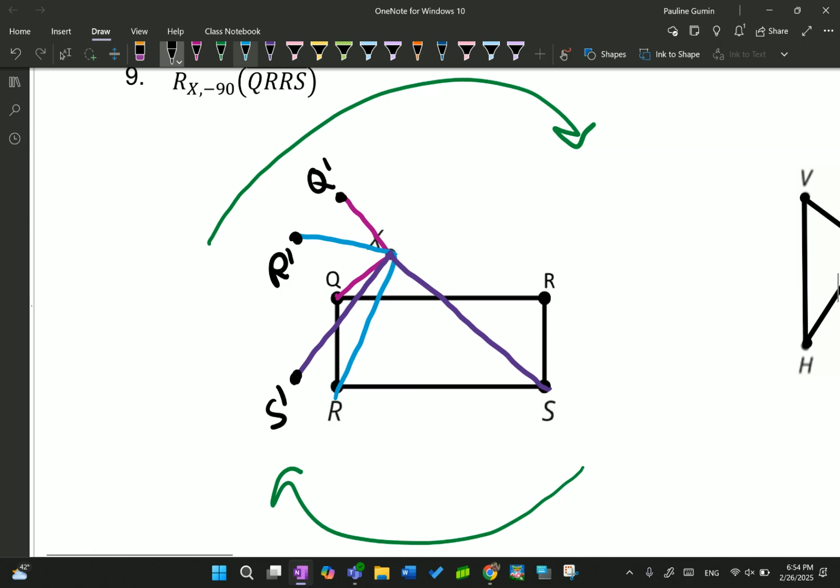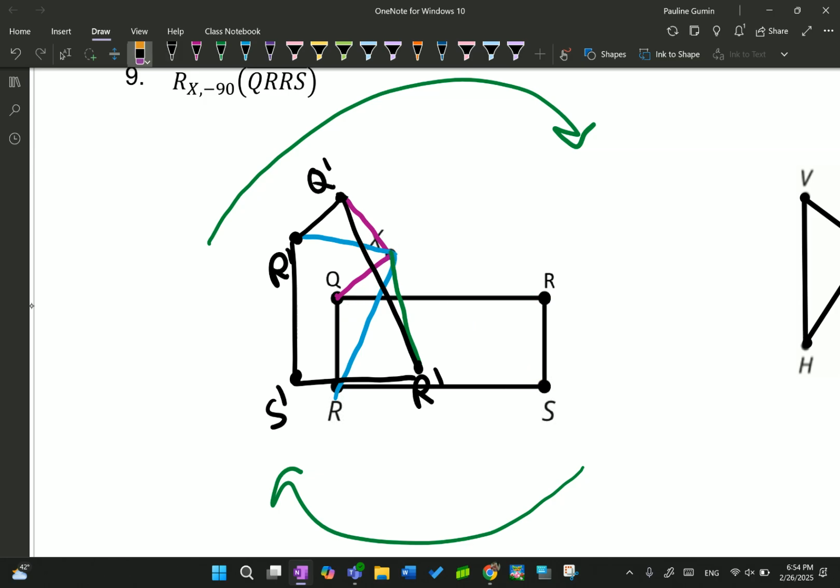S prime. And then we're going to do R prime as well. Oh man, my rectangle is going to be awful, but that's okay. It has 4 sides. It does. I did a 90-degree turn clockwise around point X. I'm going to delete these lines. I feel like Q should probably be more like here.